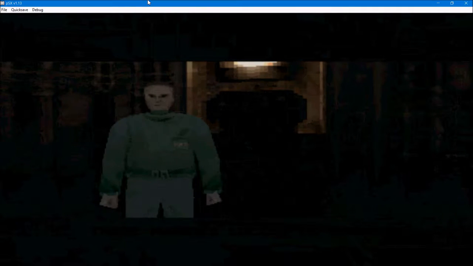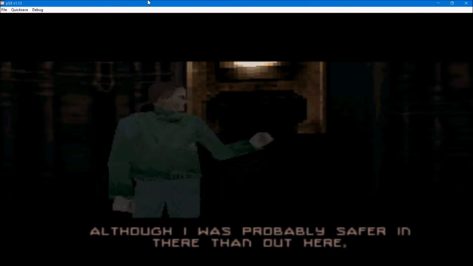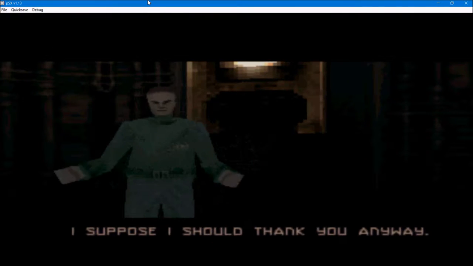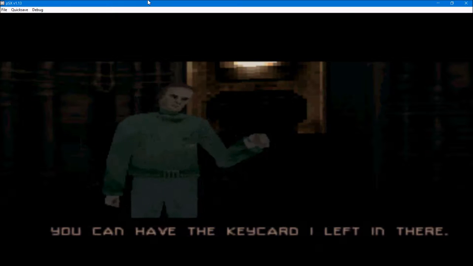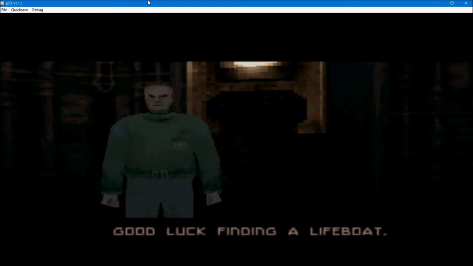Those Marines locked me in there. They blame me for those creatures. Although I'm supposedly safer in there, I suppose I would like to thank you anyway. You can have the key card. Good luck finding a lifeboat.